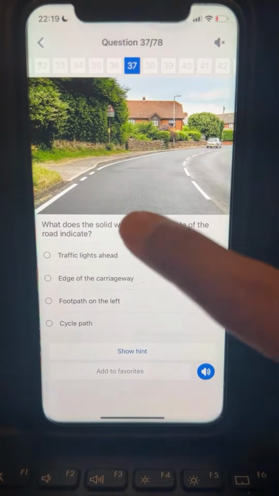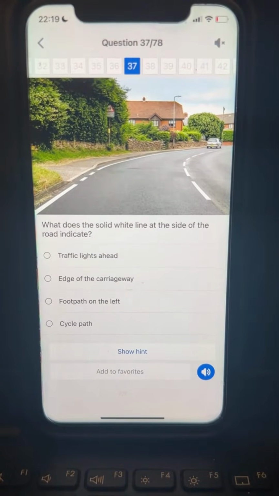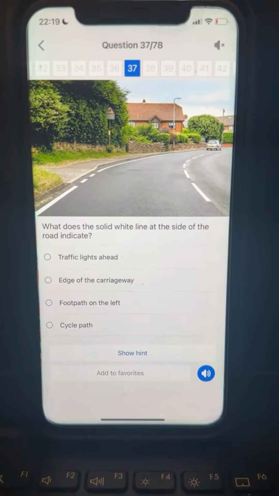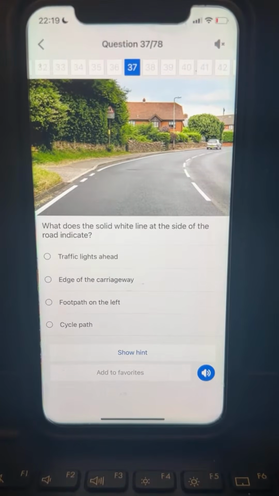Within this one, what does the solid white line at the side of the road indicate? Oh, thank you, Muna. Thank you.